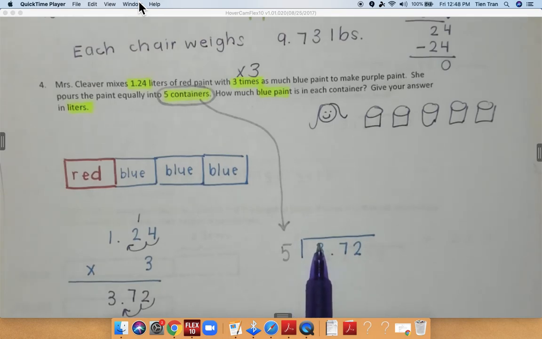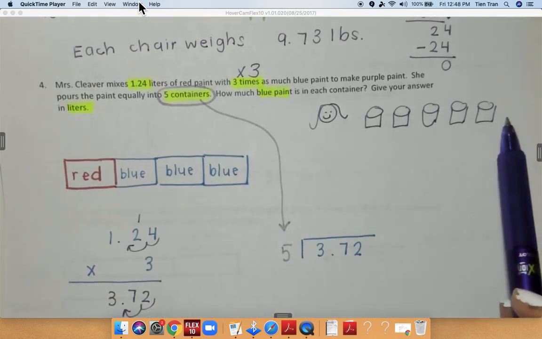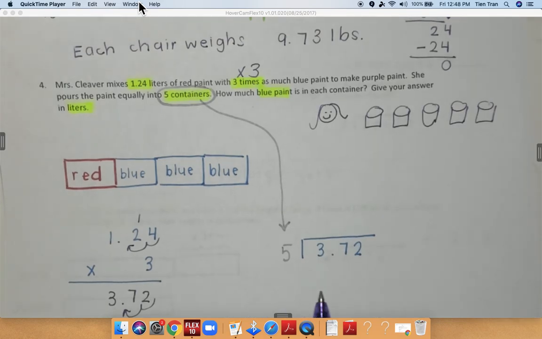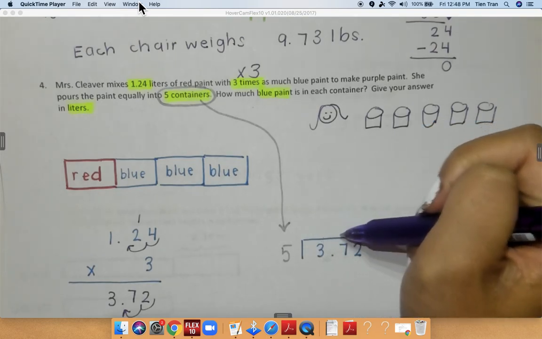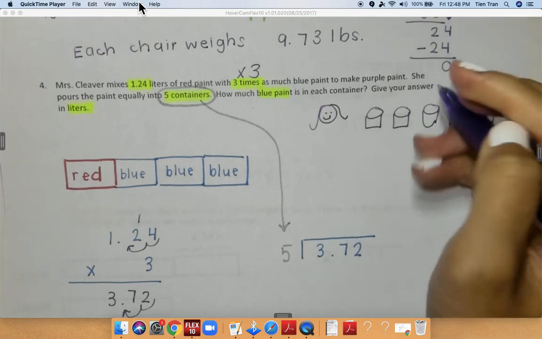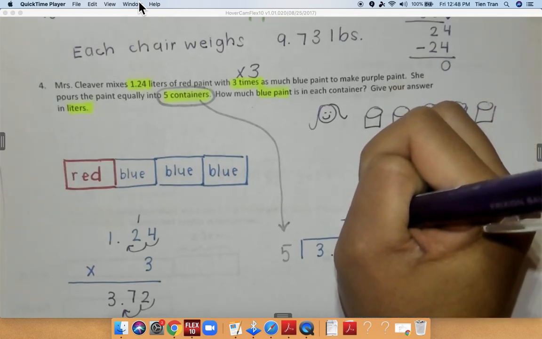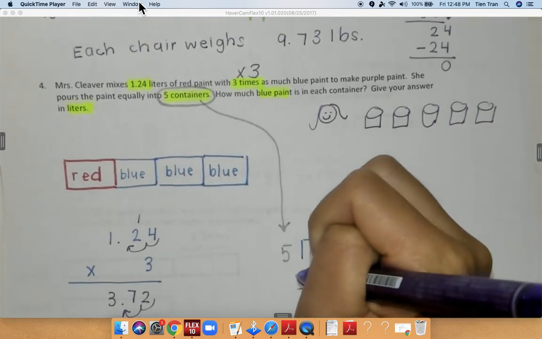Now, next thing I'm going to do is pour that paint into my 5 containers. How do I know how much paint is in each container? I'm going to divide it by 5. So 3.72 divided by 5. That's what I'm going to do. I know that 5 cannot go into 3, so I'm going to move on to the next number. I have 37. How many times can 5 go into 37? 5 can go into 37 7 times, because 5 times 7 is equal to 35.